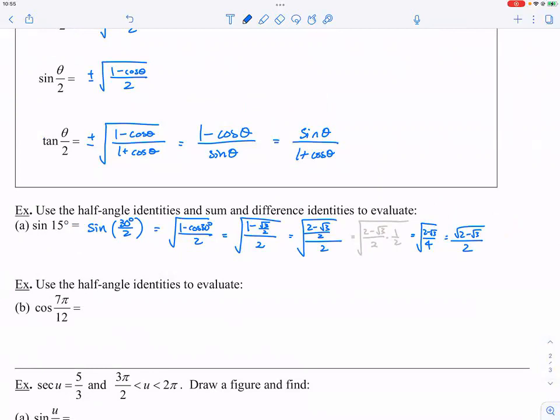Well, because sine 15 degrees is in the first quadrant, so we know it's positive. It has to be positive.